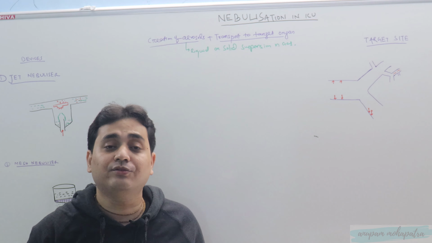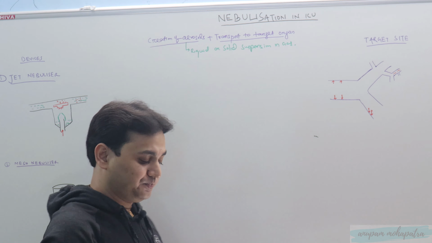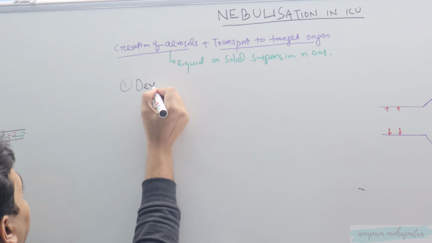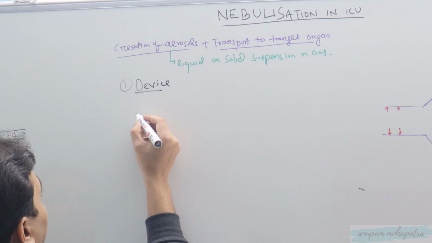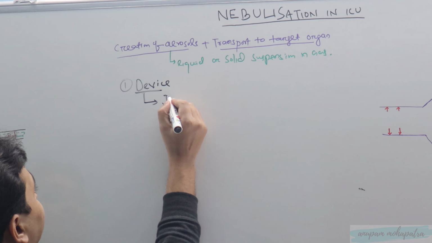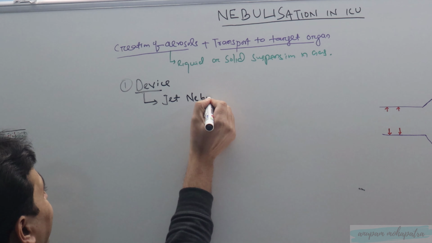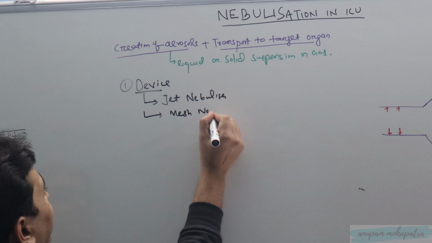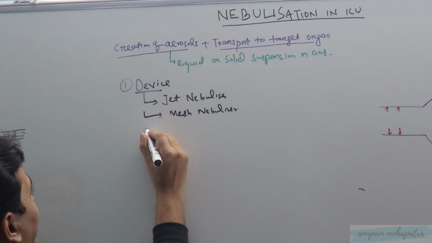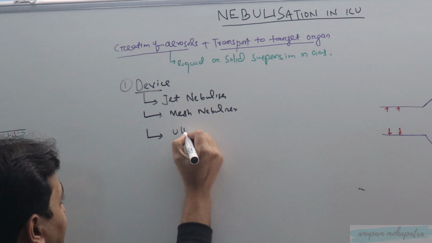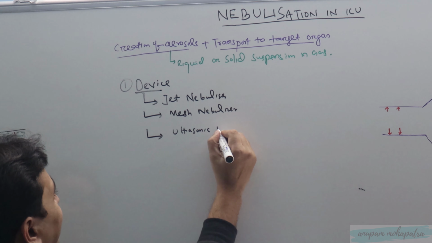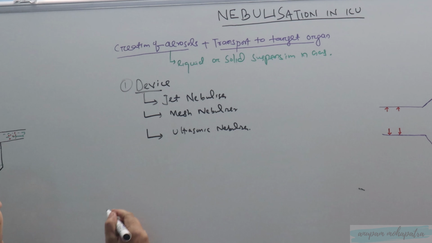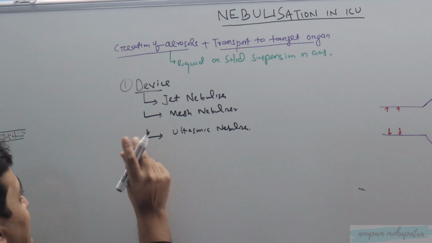So we have to have a device which can create the aerosol. So we require a device to create the aerosol. What are the kinds of devices we have? We have jet nebulizer, we have mesh nebulizer, then we have ultrasonic nebulizer, right? So once the aerosol is created, now the second step is it has to be transported.